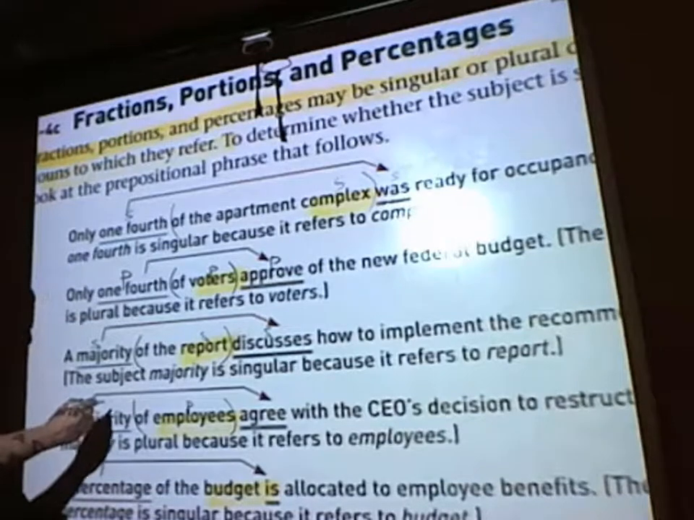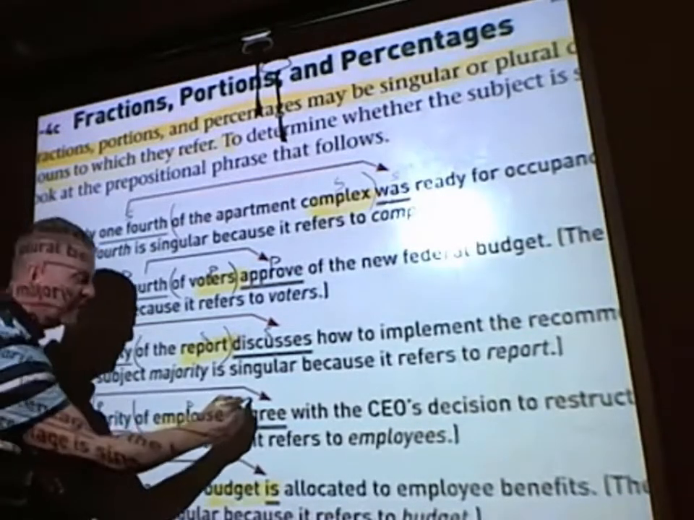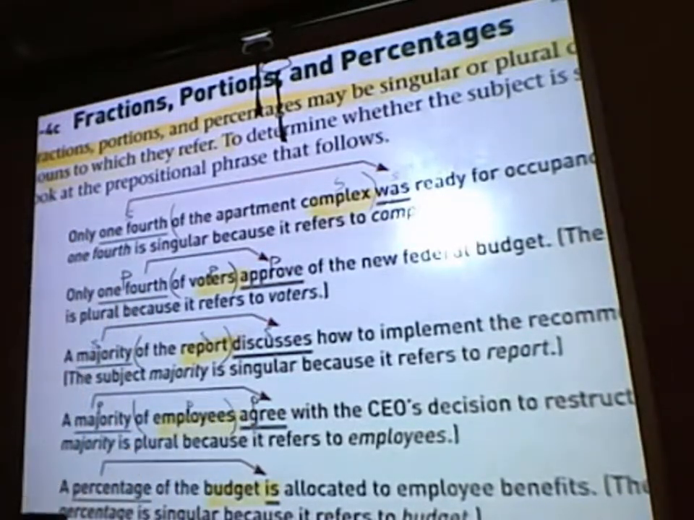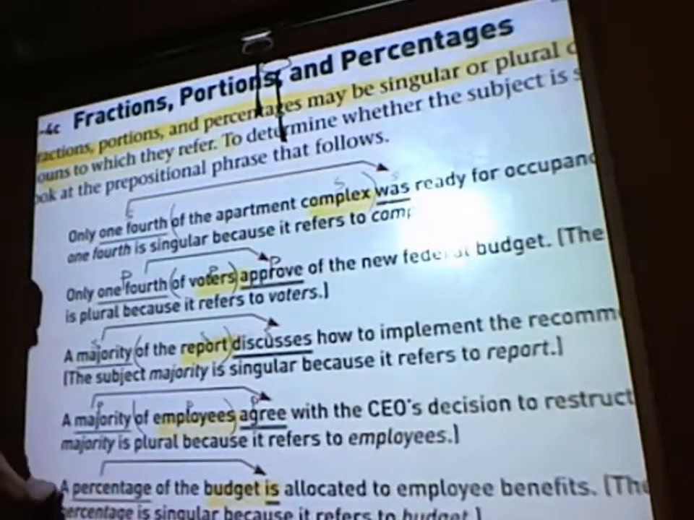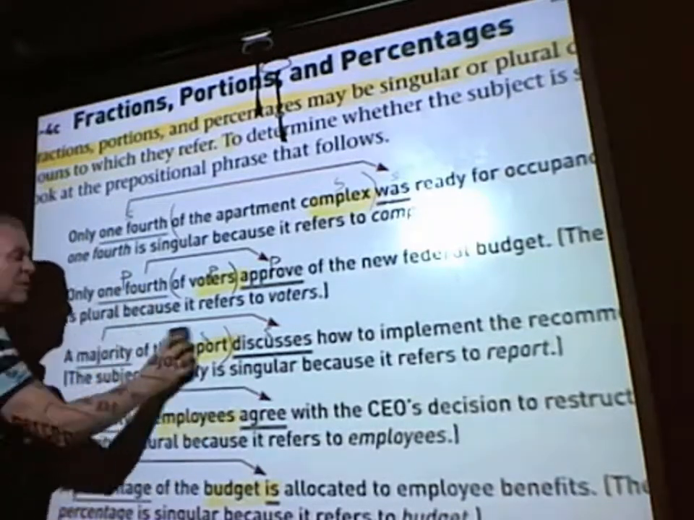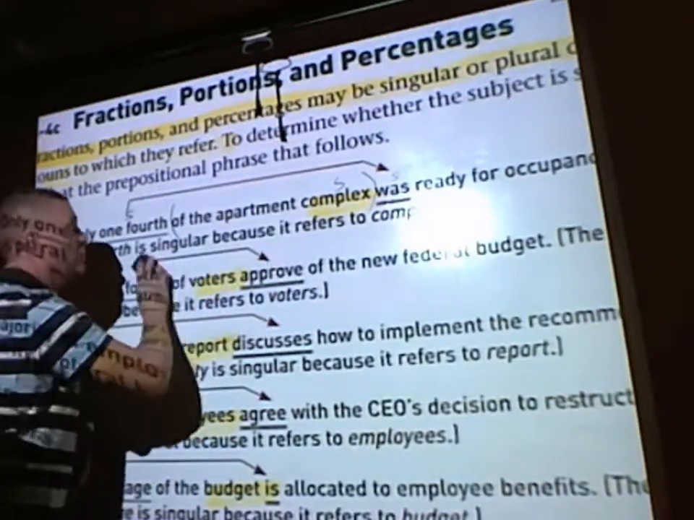Budget is singular, so this percentage becomes a singular subject, so I need a singular verb. And then immediately below that, with the use of the word percentage, we'll look at the object of the preposition. It's plural, so percentage becomes plural, so we need a plural verb. Percentage of the proceeds go to charity.